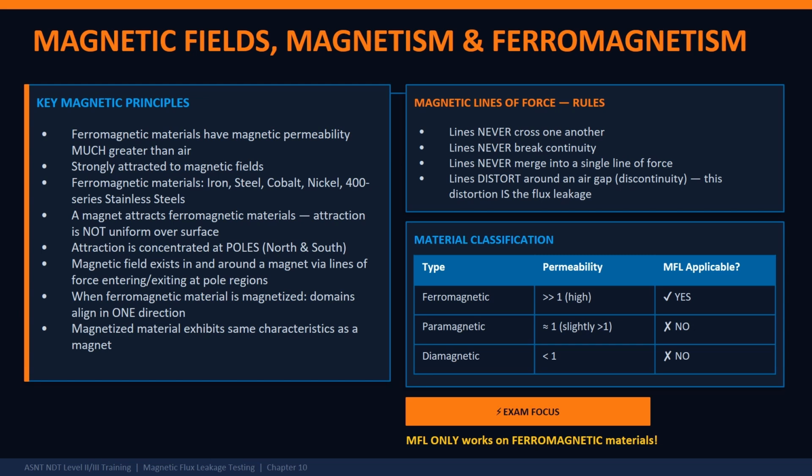Now pay close attention to magnetic lines of force. 3 rules. Rule 1. Lines never cross. Rule 2. Lines never break. Rule 3. Lines never merge. This is extremely important during refinery shutdown inspections because these rules explain defect detection. If lines do not break, then how do we detect defects? Answer. They distort around discontinuities. That distortion is the leakage field. That is the entire physics of MFL. Simple, but extremely important. Next, let's see exactly how leakage forms.